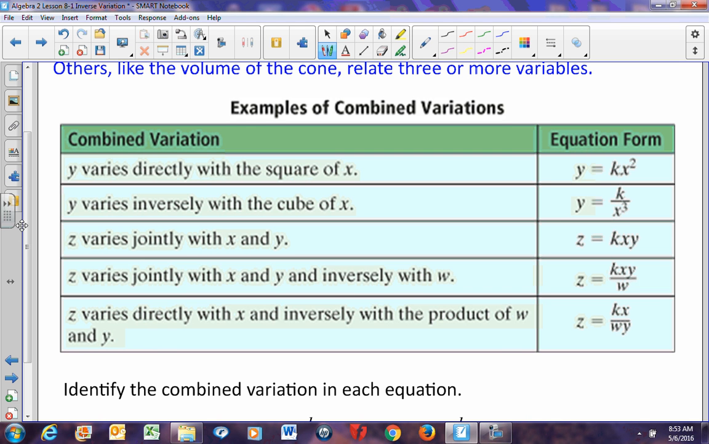It can be a combined joint and inverse variation like this, where z varies jointly with x and y and inversely with w. So jointly means we're going to multiply x, y times k, but inversely means we're going to divide by w. And in the last one, z varies directly with x and inversely with the product of y and w, means z equals k times x, that's your direct variation, divided by the product of your inverse, w and y.